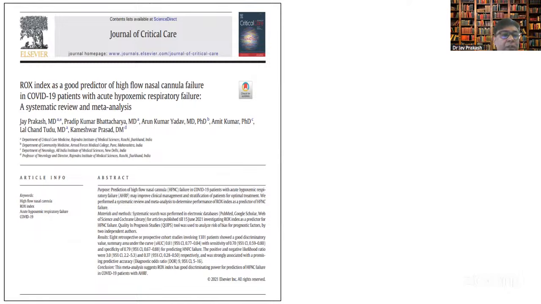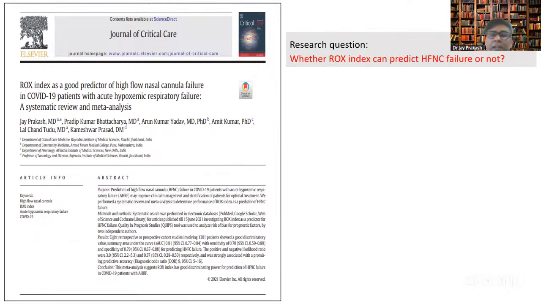So if you see this paper, how will we frame the research question? Our research question was whether the ROX index can predict HFNC failure or not. Why? Because once HFNC fails, what do you have to do? Either you have to put the patient on NIV or on the mechanical ventilator. So during COVID time, we wanted to see whether the ROX index can predict HFNC failure or not. Once the result was not in favor, at that time we intubated the patient.